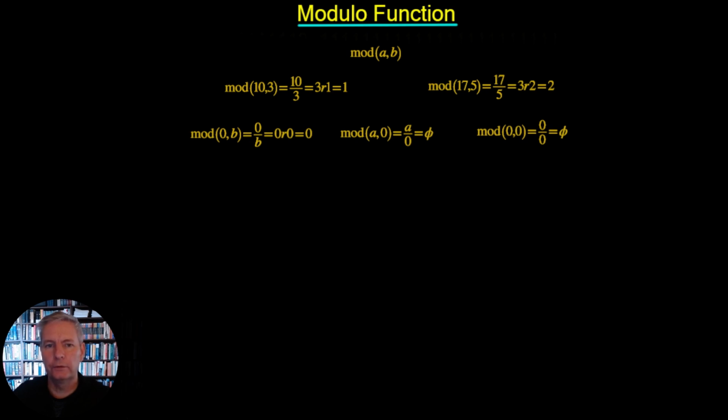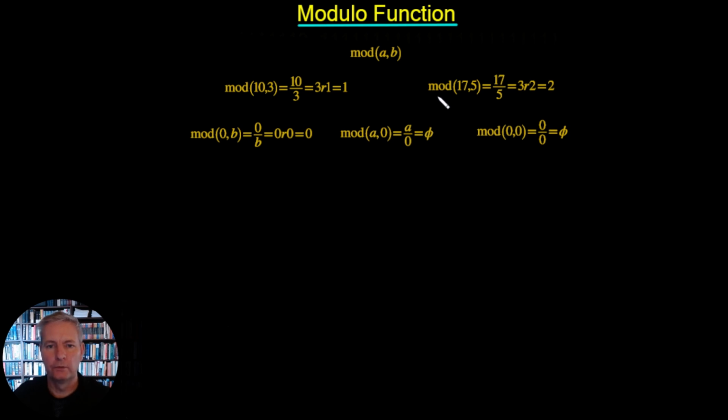In this video, we're going to look at the modulo function. We can write this as mod(a, b). Now it's best seen by example. If we had mod(10, 3), it's equivalent to saying 10 divided by 3 is equal to 3 remainder 1. Now the mod function returns the remainder. So the answer to this is 1.